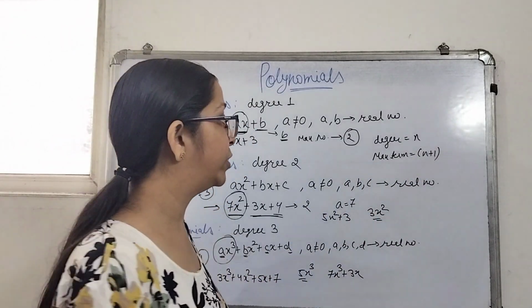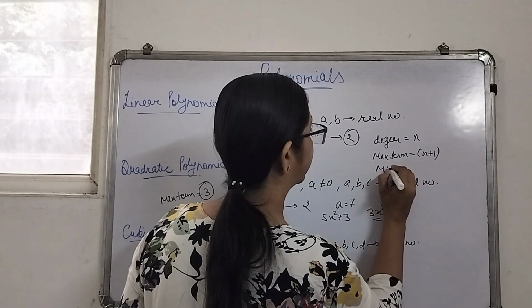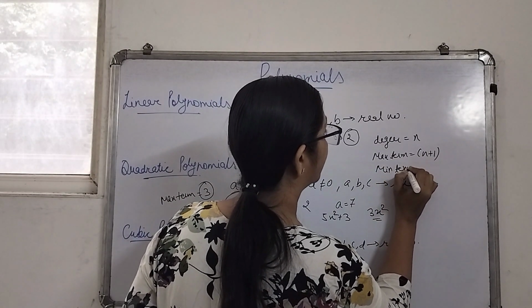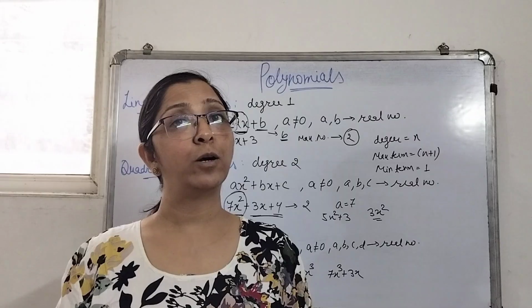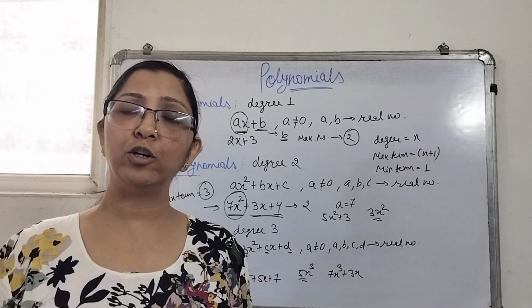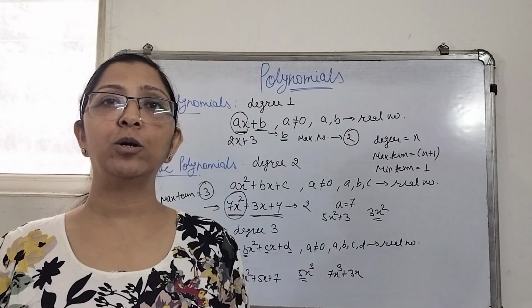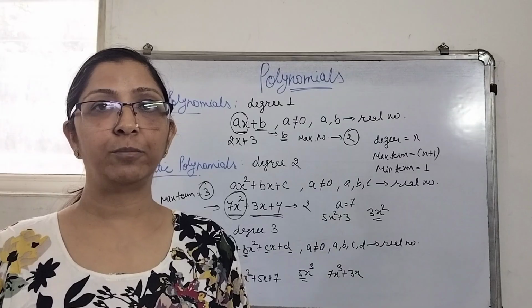And the minimum number of terms will be 1. If there is only one term, then also it could be a linear polynomial, it could be a quadratic polynomial, it could be a cubic polynomial.